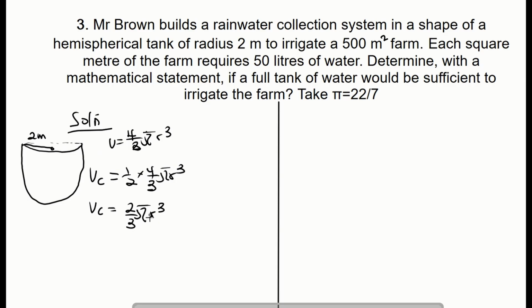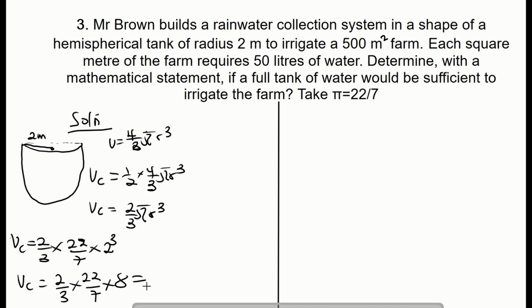Okay, so let's see. We have been given the radius, so we can calculate the volume of this container in figures. So this is going to be equal to 2 on 3 times 22 on 7 times my radius, which is 2 to the power 3. But this is equal to 2 on 3 times 22 on 7 times my 8. Okay, so what is this going to give me? This is going to give me 352 on 21 meter cubed.